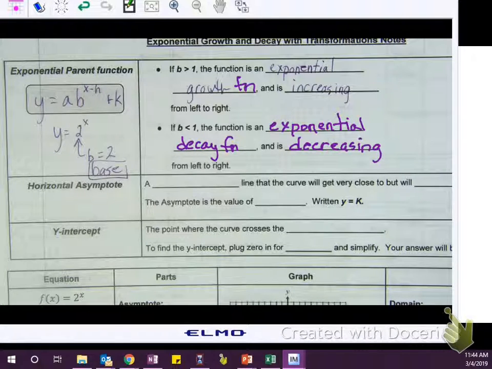Now, this particular paper doesn't show it, but we typically will say if b is less than 1, but greater than 0, because if it's negative, we see something different. If we've reflected it because it's negative, you'll see something different.